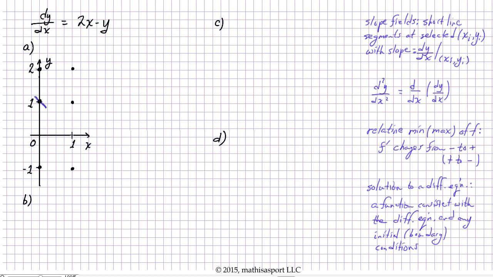We go up to (0, 2), and putting in those coordinates, we get a slope of negative 2, and so we try to indicate that here with a slope of negative 2, that line segment. Let's finish this off where x is still 0, but now y is negative 1, and so the slope is going to be positive 1, and that's what our short segment indicates. Moving over to where x is 1 for those same y values, 2 times 1 is 2, minus 2 gives 0. So there's a short segment with a slope of 0. 2 minus 1 is 1, and so we'll give this a slope of 1.